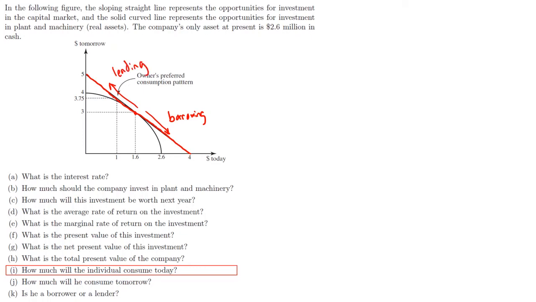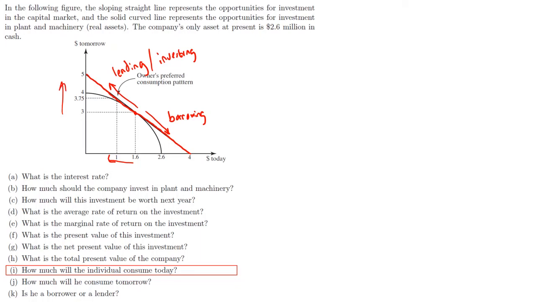This is lending. Instead, we lend to the bank, lending or investing in the capital markets. So we were at 1.6. If we move up, that gives us less today because we're moving this way, and more tomorrow because we're moving up.